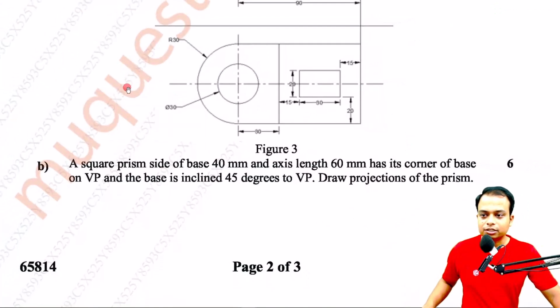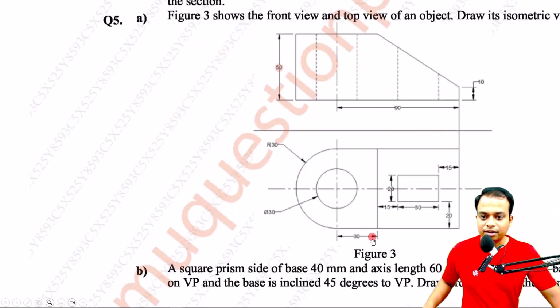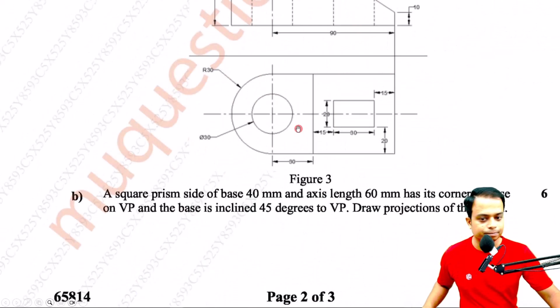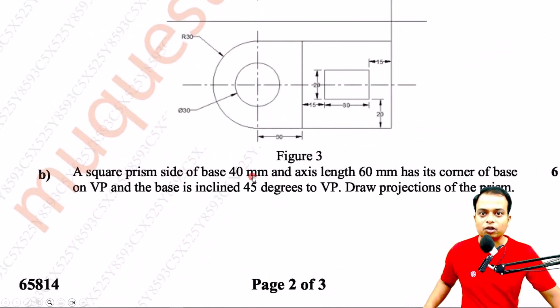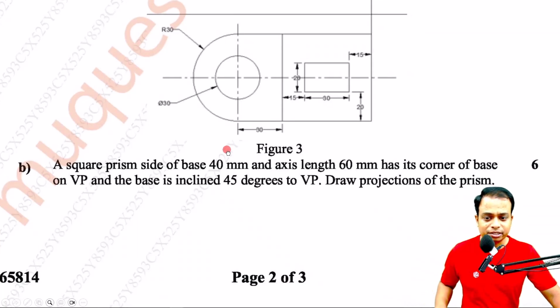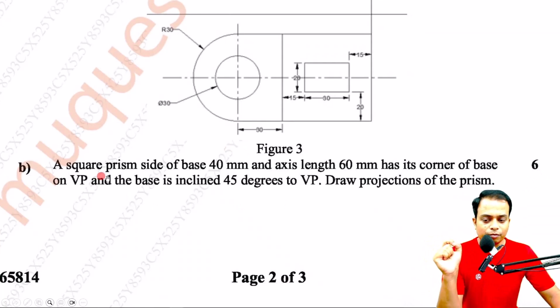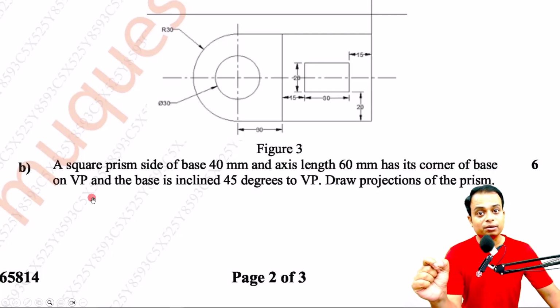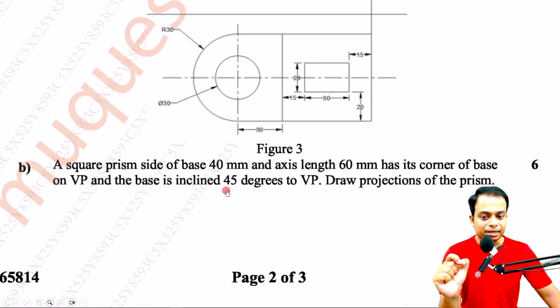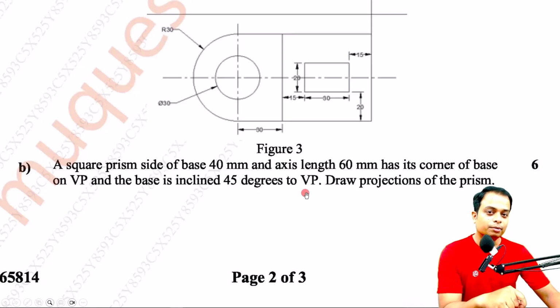So this is question number 5, and that's part B, right? It is based on projection of solids. A very simple question, and you can obtain 6 marks easily. So we've got a square prism, side of base 40 mm, axis length is 60, has its corner of base on VP, interesting. And the base is inclined at 45 degrees to the VP.